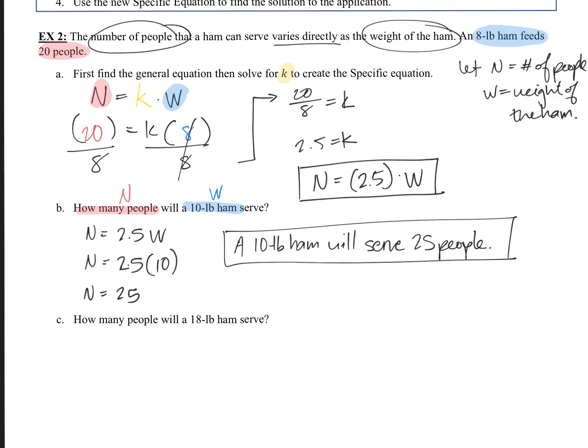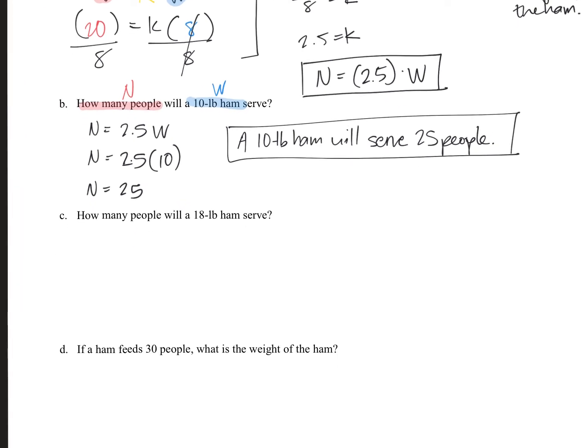Now, look at the next one. How many people will an 18-pound ham serve? Go ahead, try this one by yourself and check back in with me in a second. All right, so this time we're still being asked how many people, and we're given a new value, 18 pounds.